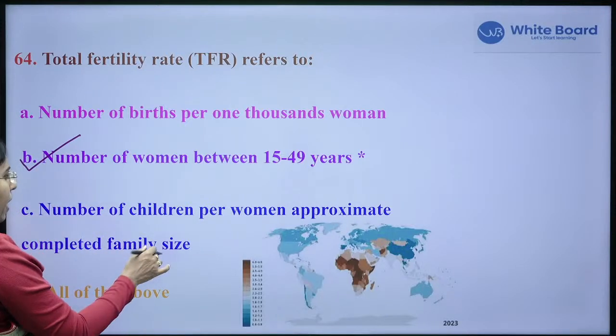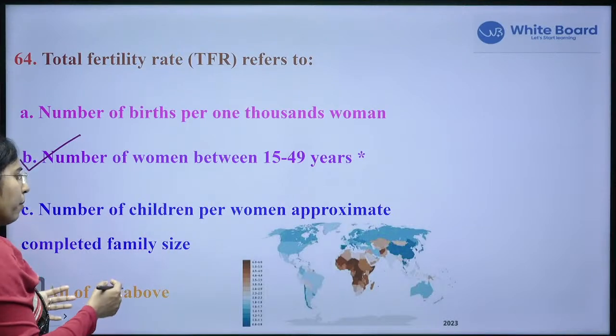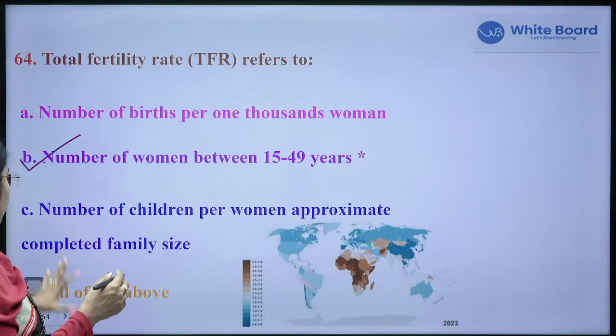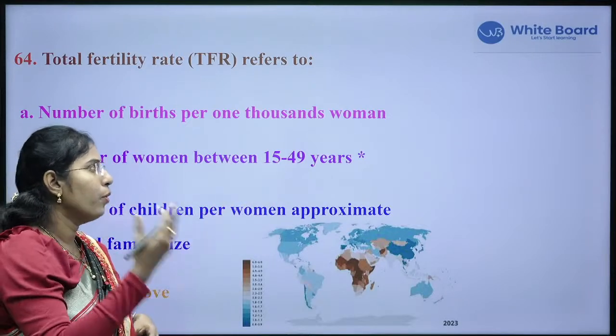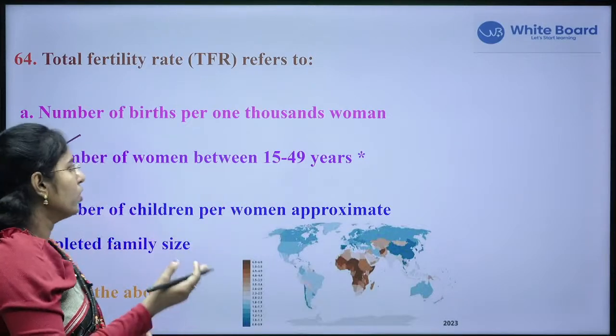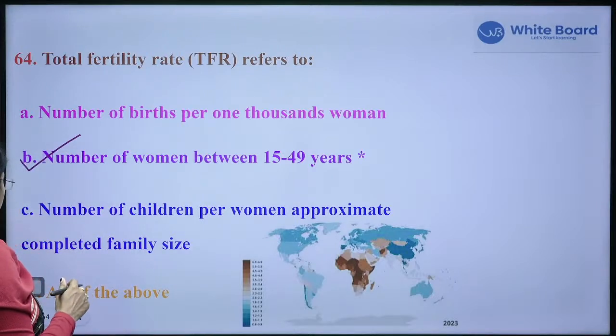So, it is not approximately the completed family size. Okay, all of the above, no. This is the number of women between 15 to 49 years, which are able to give birth to children.